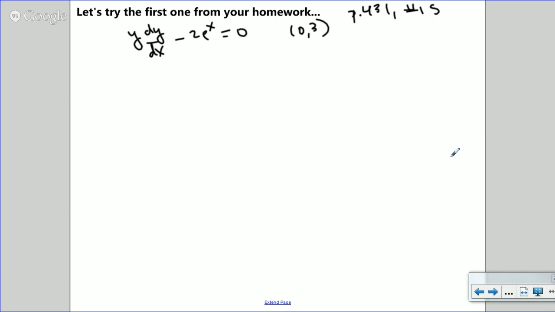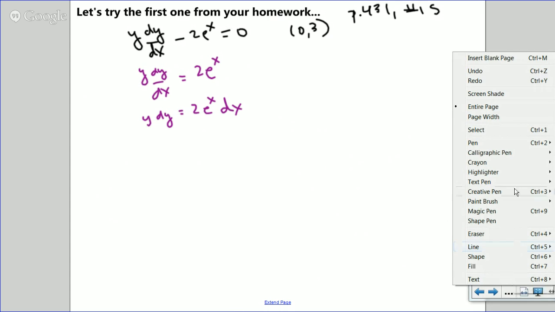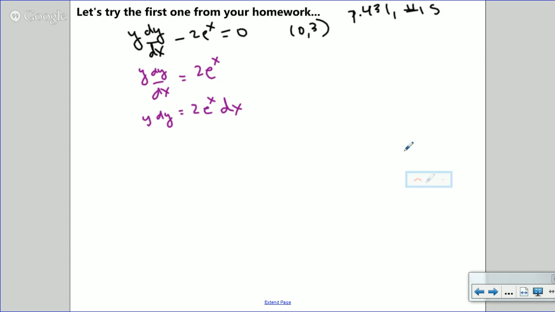All right, what's the first thing we do? First thing we do is separate, right? So separate your variables. So what do you think about adding 2e to the x to both sides? Okay. All right, we're just about there with separating. Now we just need to do what? Just multiply both sides by dx. And we get that. All right, we separated. Now what? Now we integrate.